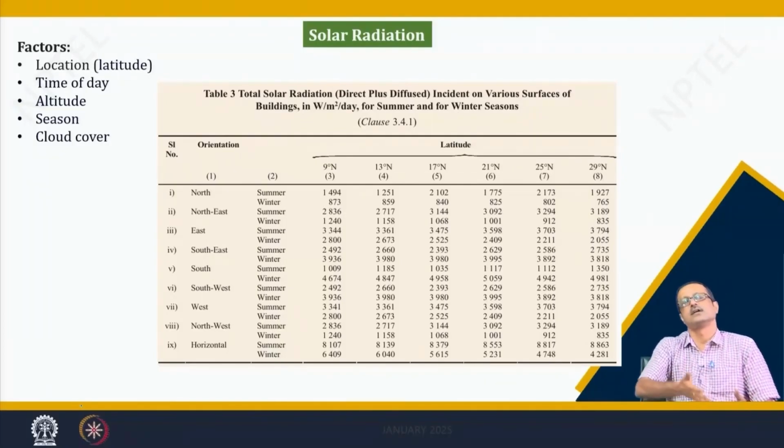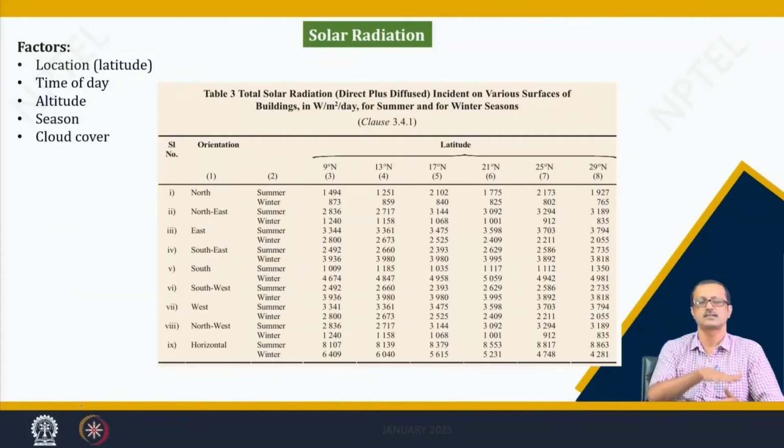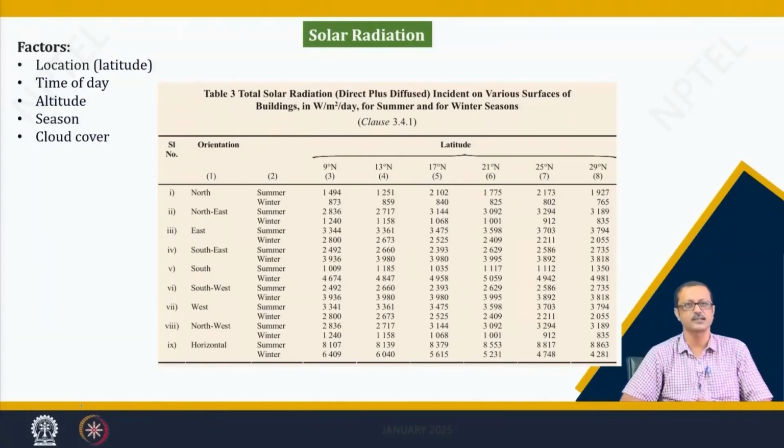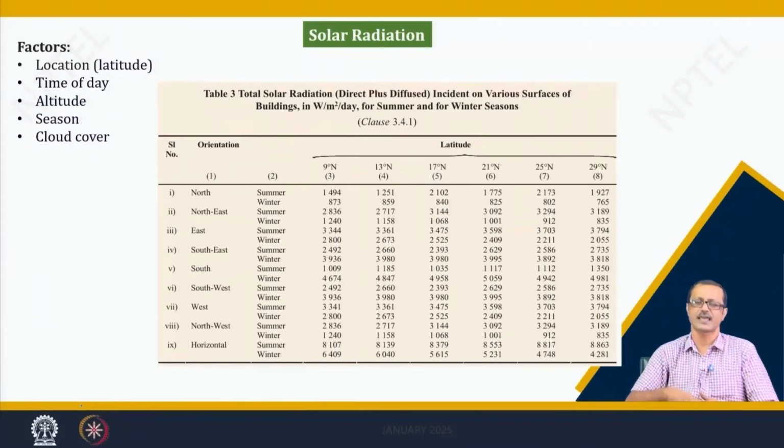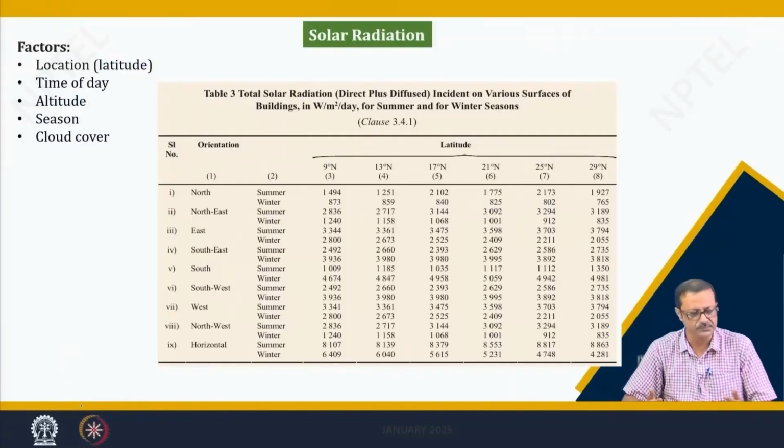Then the altitude: it may be the same latitude, but not at sea level, in a hilly area. That is also going to be a deciding factor. Then seasons: the same location, same time, maybe around 12 in the afternoon, same altitude, but on a different day, in a different season, not in the month of May but maybe December. Things will change, and the amount of solar radiation that reaches you will change, and also the amount of cloud cover.